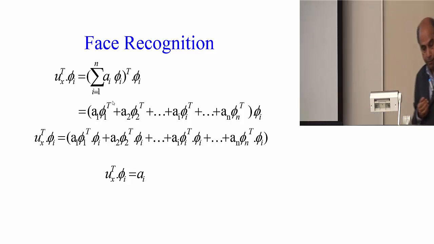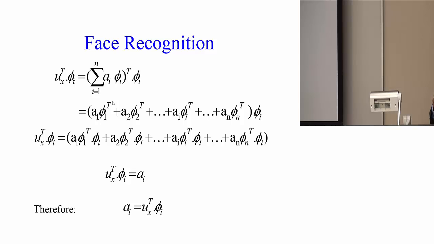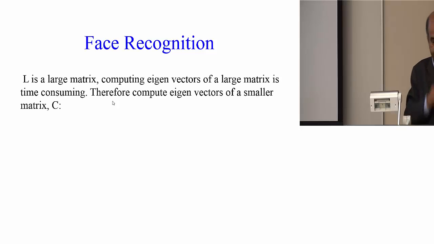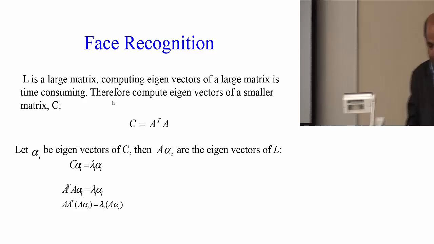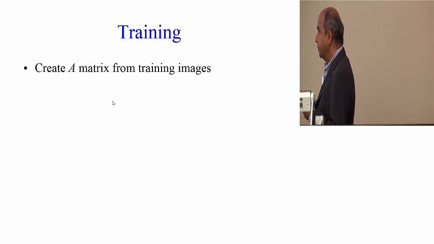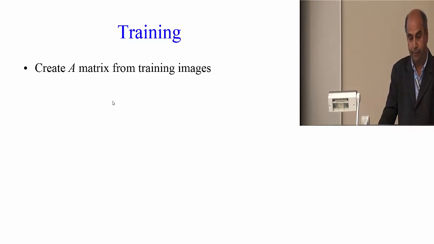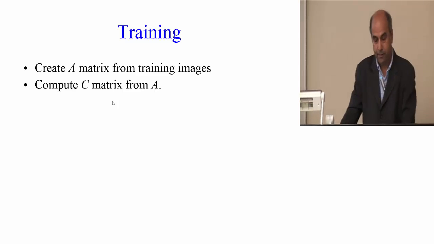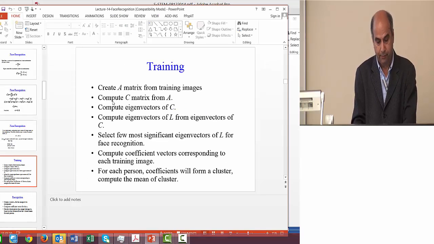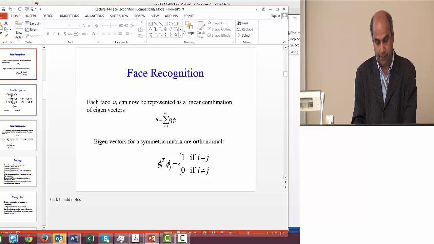Okay? So that's it. We can find these different coefficients. So what we are going to do when we want to do face recognition is first training. We'll create a matrix A from the training images, compute matrix C from the A matrix, and then, actually, let's not skip this. Let's do this one.